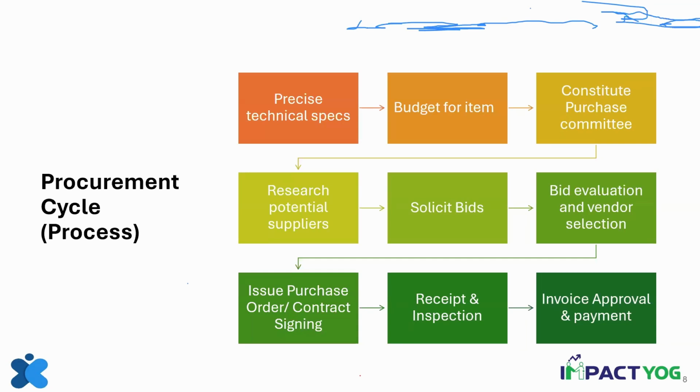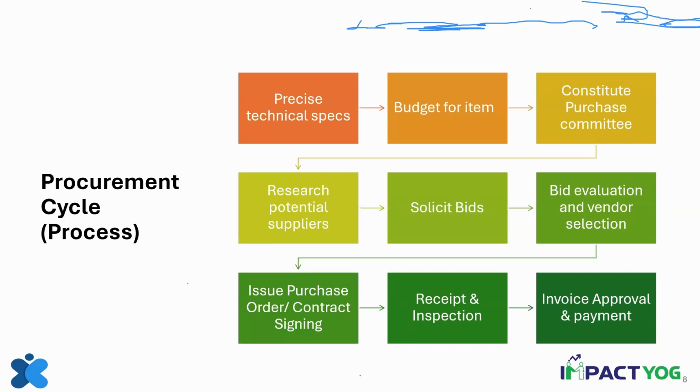Then receipt and inspection. So the receipt of goods, once they come, and inspection means verification. Who does the verification? You will do the verification, and of course the invoice approval and payment. So the invoice of the vendor, once you are satisfied that the goods have been provided based on our specification, will be approved and the payment will be made.